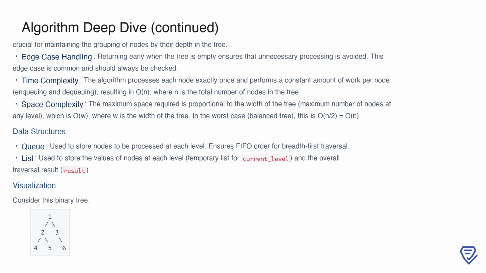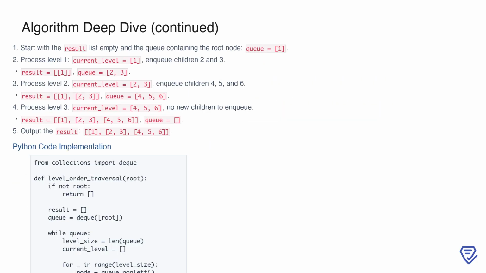The two primary data structures used are the queue, for managing nodes to process, and lists, for storing the node values at each level and the final result. To help visualize this, consider the binary tree shown here, where each level is distinct and well-defined. Let's walk through the algorithm step by step using the given binary tree.